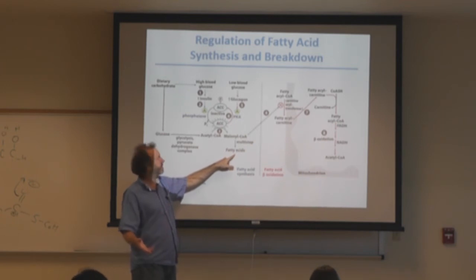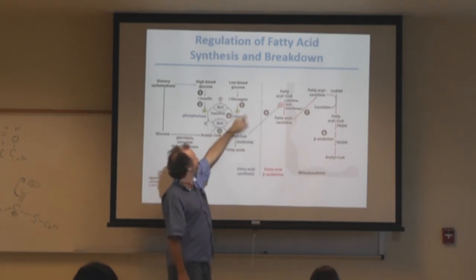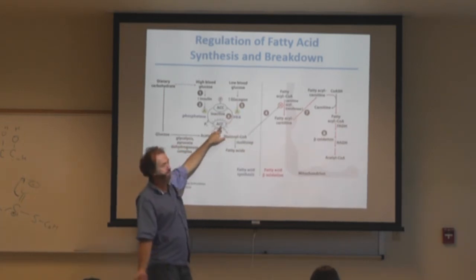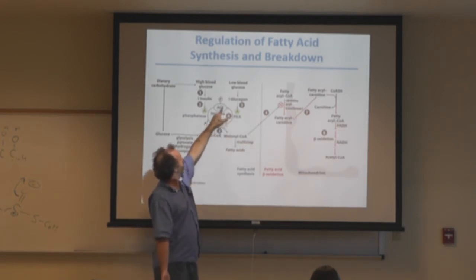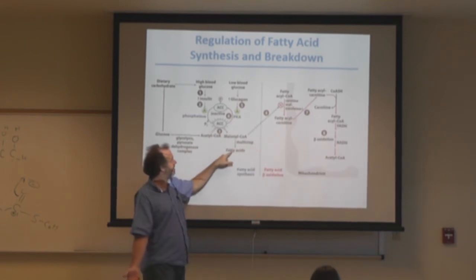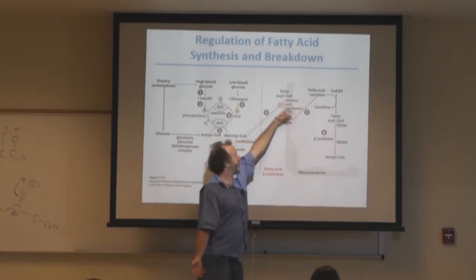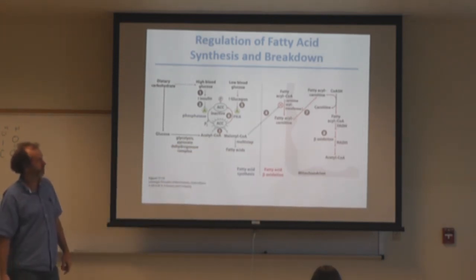It's fatty acid synthesis. Whereas protein kinase A, in response to glucagon, will phosphorylate acetyl-CoA carboxylase, blocking synthesis of new fatty acids, and allowing fatty acids to be transported into the mitochondrial matrix for beta oxidation to occur.